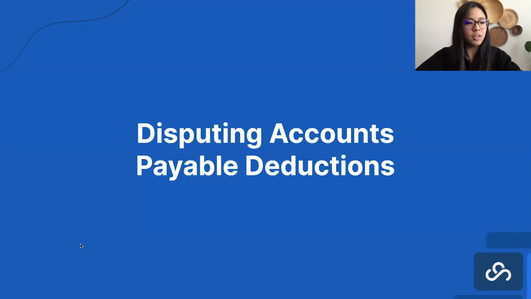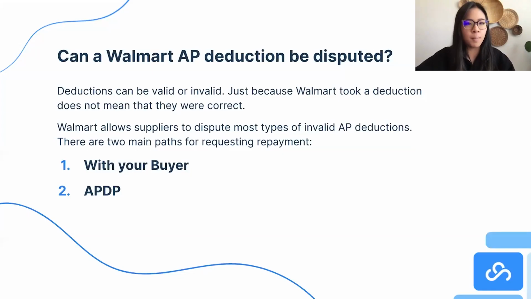Okay, cool. So now that we've established what an accounts payable deduction is, we really want to talk you through the meat and potatoes of the accounts payable process, which is disputing AP type deductions. This is usually a part where a lot of people like to pay attention, because this is the best way that you can try and get money back from Walmart.